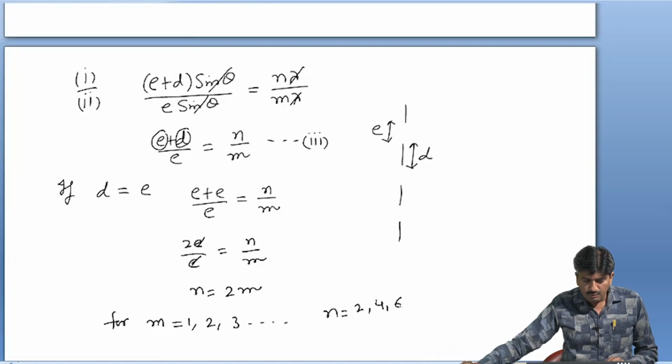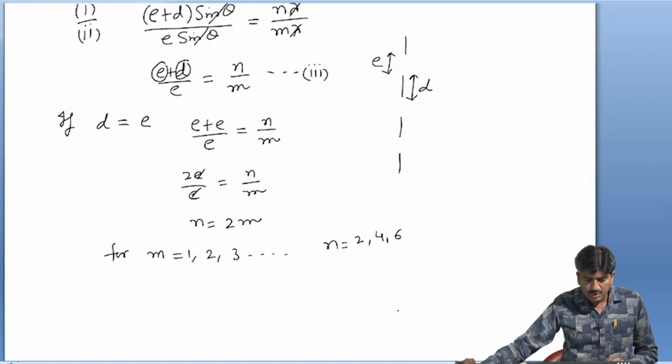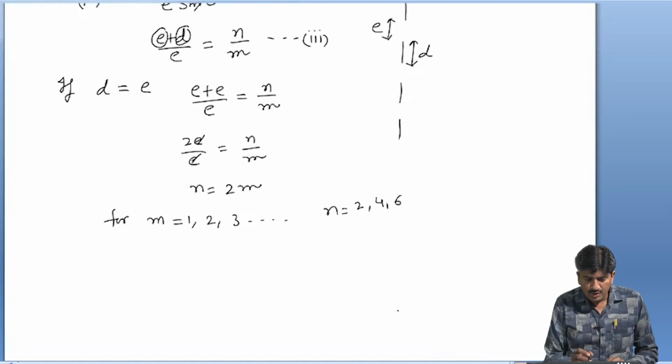It means when the width of transparencies and opacities of the grating are equal to each other, that is, the separation between two slits and the thickness of slits are equal to each other, then second, fourth, sixth order spectra are missing, or we can say remain absent.